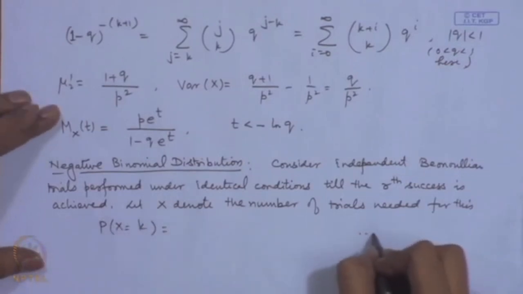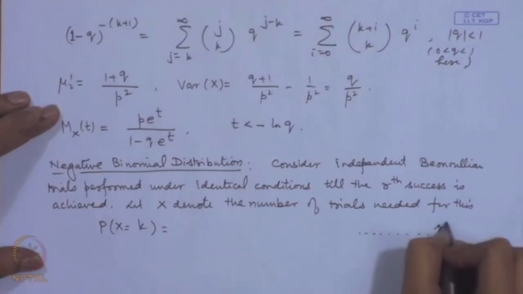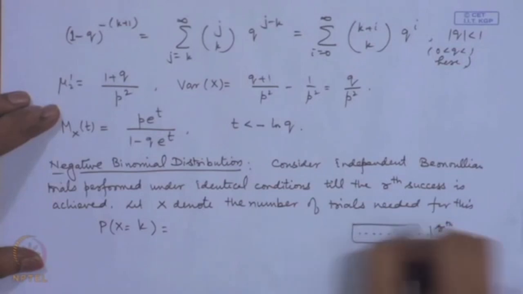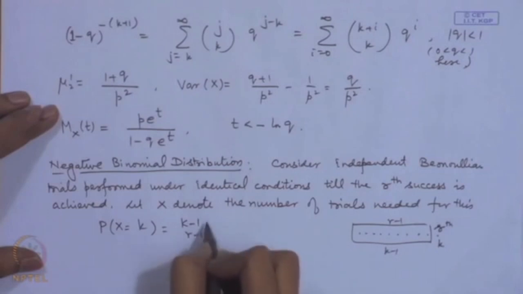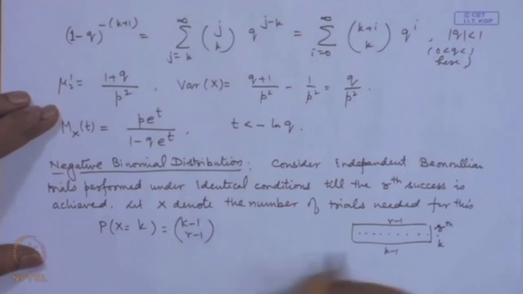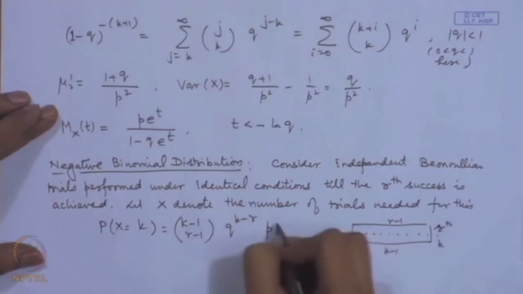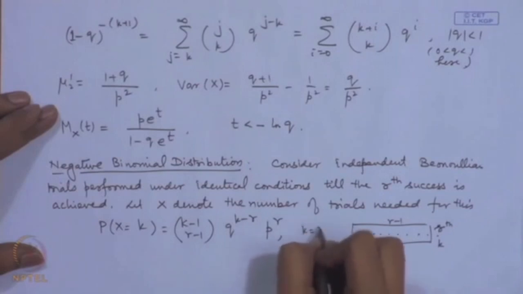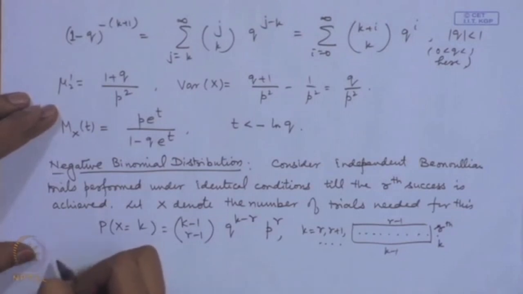Now, you see here the trials are getting performed, and on the kth trial, this is first time rth success is observed. That means, before this there are k minus 1 trials, out of these k minus 1 trials r minus 1 successes should be there. That means, this can be done in k minus 1 choose r minus 1 ways. So, now out of this k minus r failures will be there. So, q to the power k minus r and p to the power r, because r successes are there, where k can take values r, r plus 1 and so on. So, this is called negative binomial distribution.